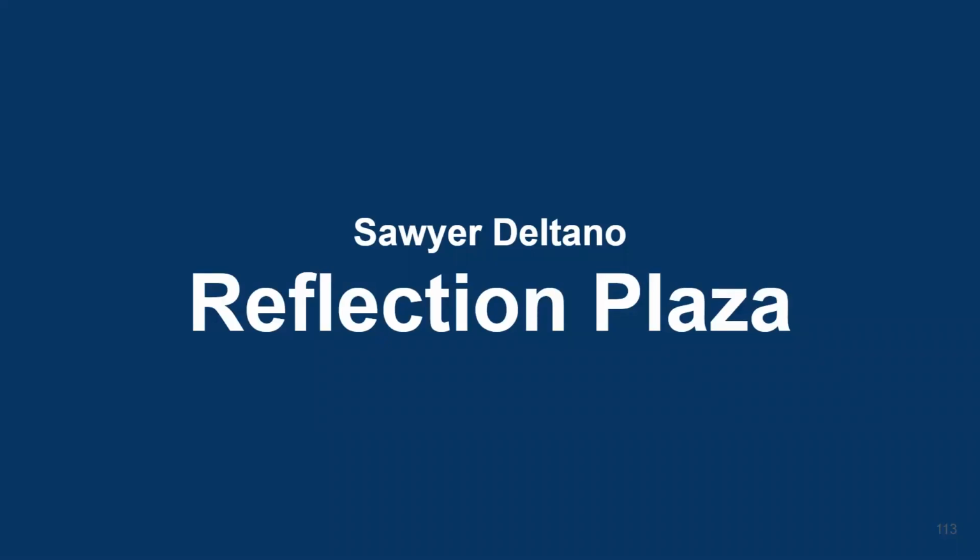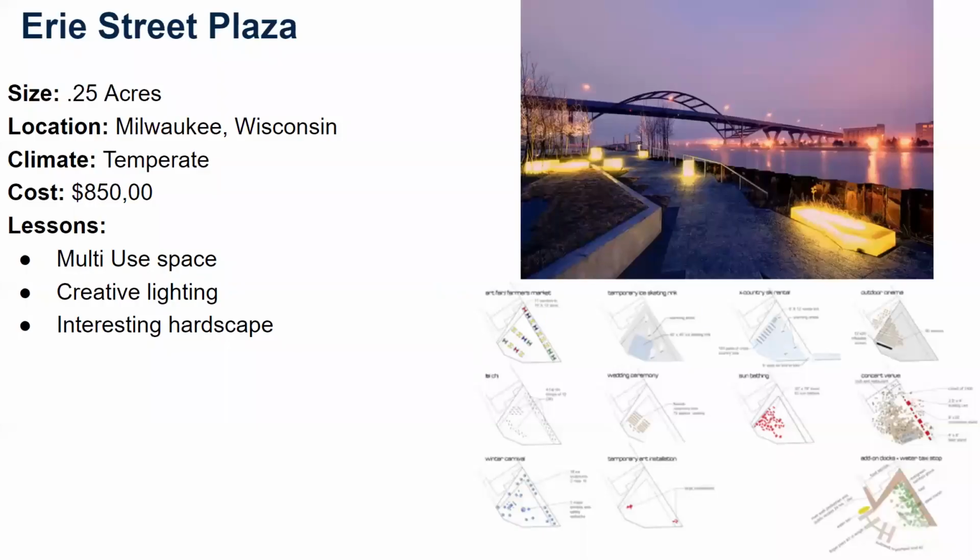Hello everyone, my name is Sari Deltano, and this is my project for the Warren County Courthouse named Athlete Reflection Plaza. So I drew a lot of inspiration from the Erie Street Plaza. This is located in Milwaukee, Wisconsin. The designers intended for it to be multi-use, and I think they conveyed that very well with this graphic here on the bottom, where they used different symbols and arranged it throughout the site so that they could kind of figure out how they're going to arrange these different program elements for their site.